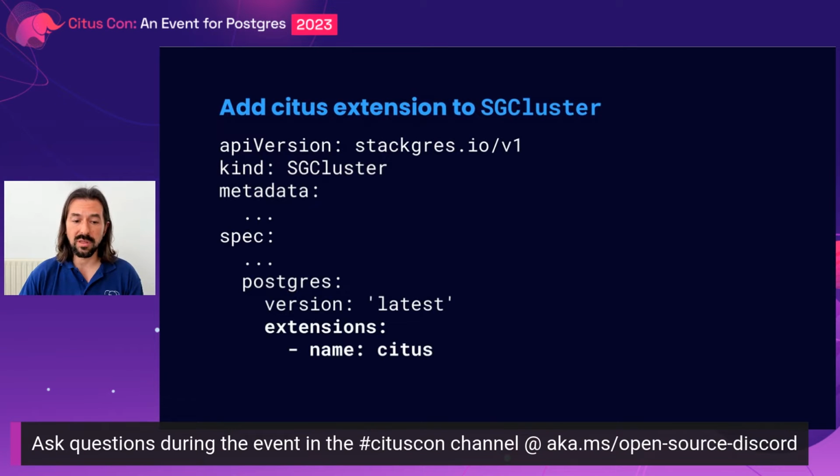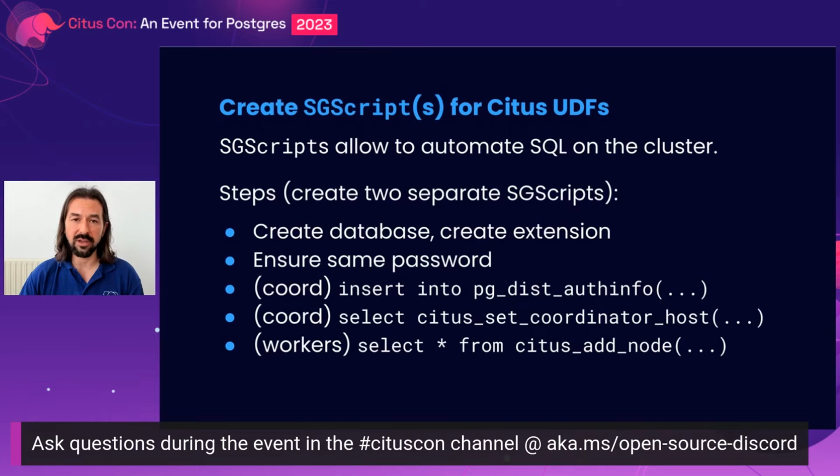In this case, it's pretty simple. You can just say extensions in this array and then specify the name. You can also specify the version. Otherwise, StackGres will resolve it to the latest available version for the particular Postgres major version you're using, and it will annotate your CRD, so you can also later check on it to see what is the version that you got.